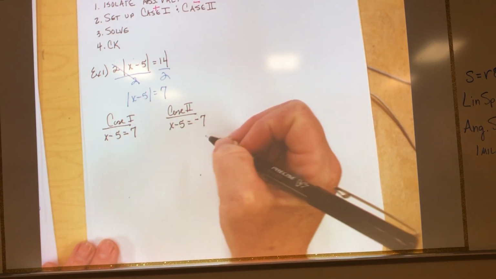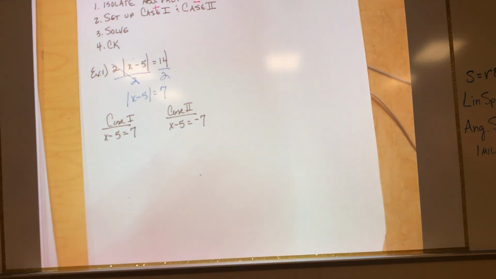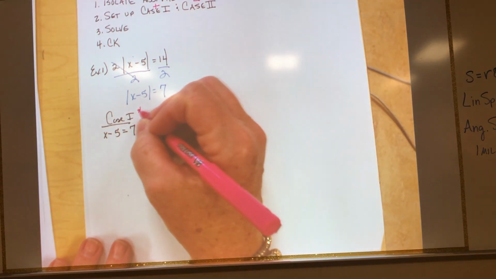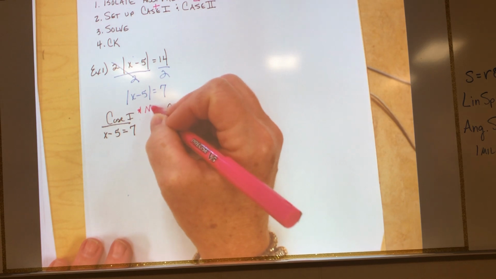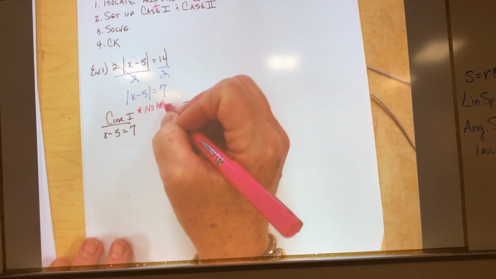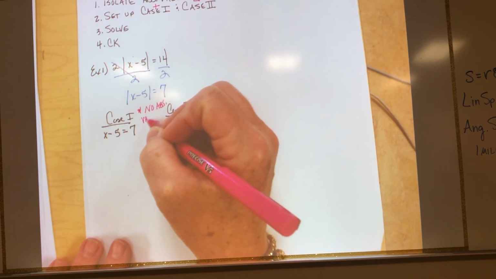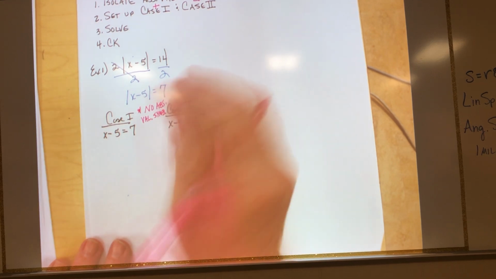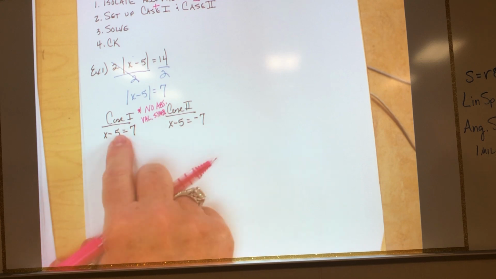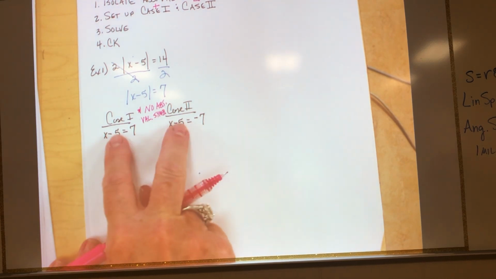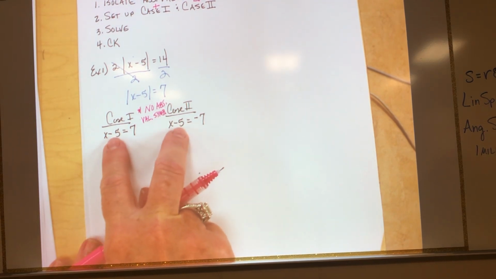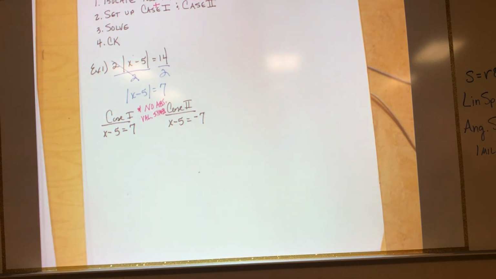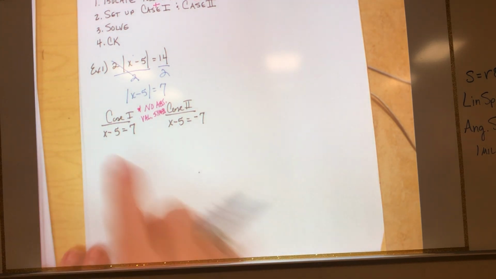Negative 7. Okay? Now, look, I'm going to make this little note right here. No absolute value symbols. Once you get down here, don't be putting those absolute value symbols on your cases. All right? Never put them on the cases. Always leave them off. Now we're just solving each one of these.